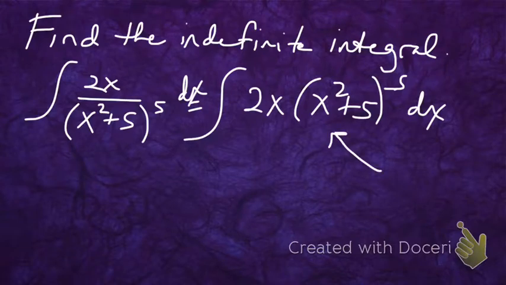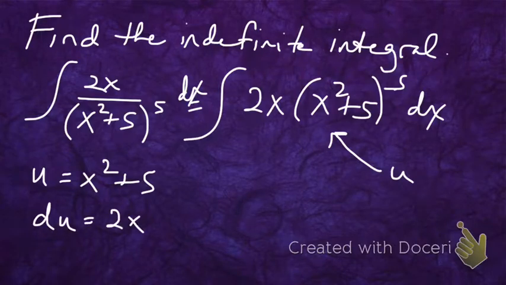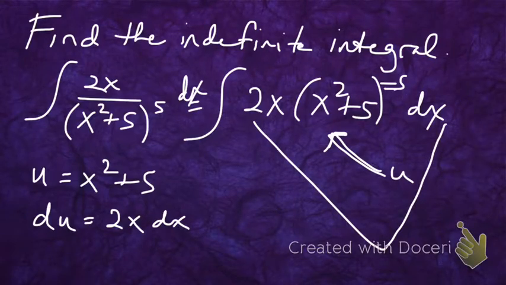We'll let this be u. We'll have that u is x squared plus 5. And if that's so, then we'll say that du is 2x dx. Okay, well, this looks like a pretty good matchup. We do have our u here. It is to the negative 5 power. And we also have the other pieces of du. So this is a perfect match.